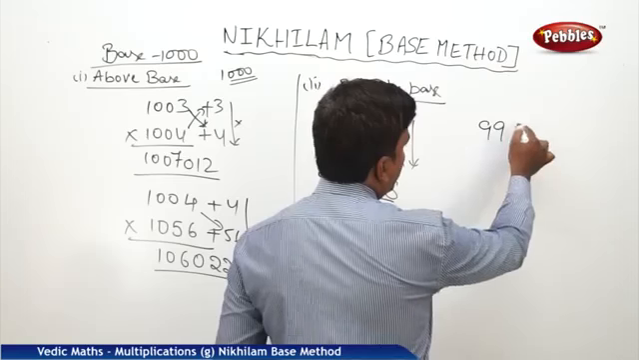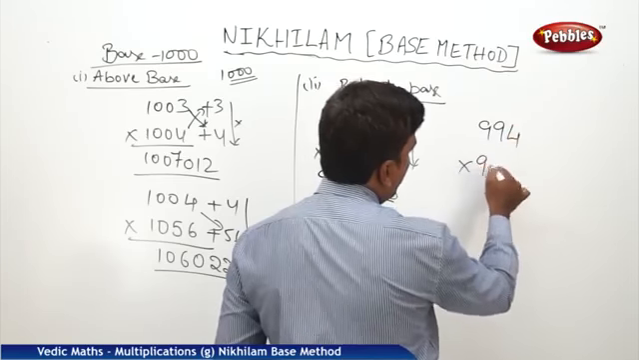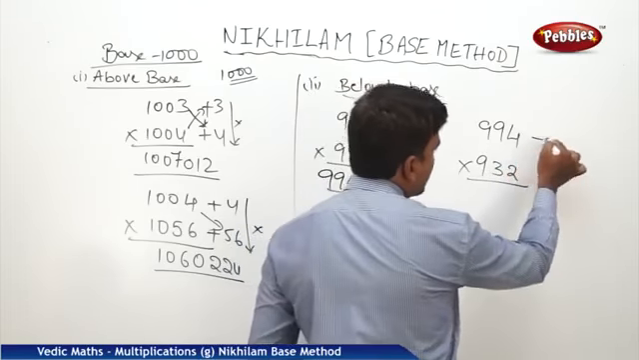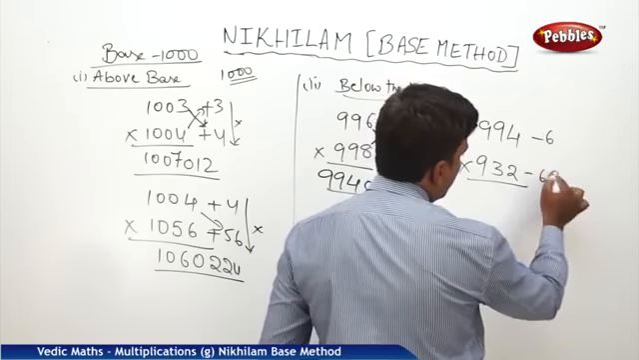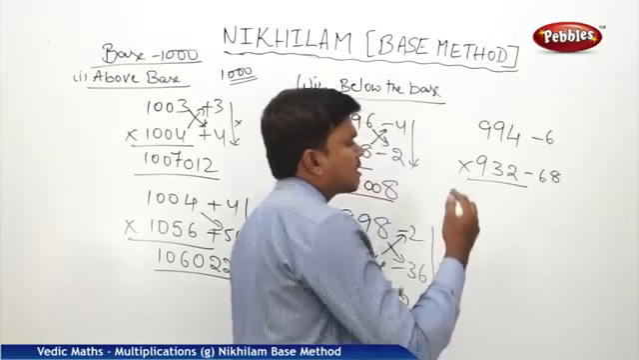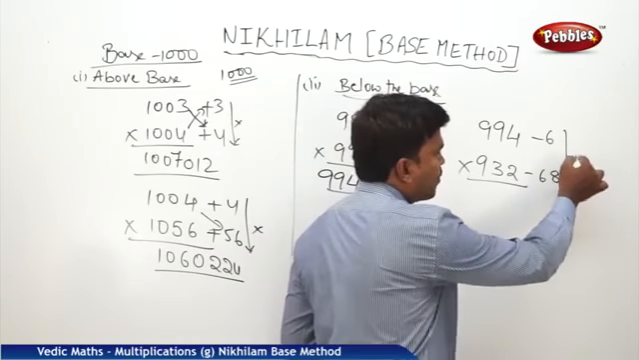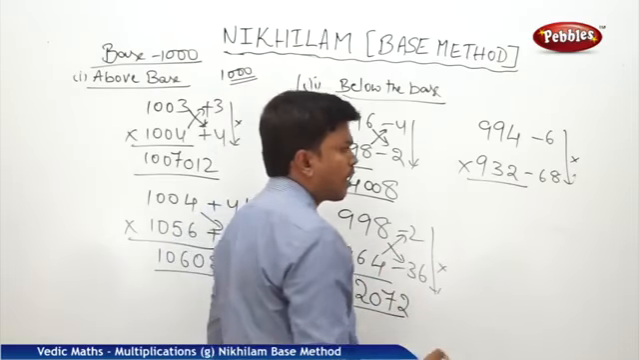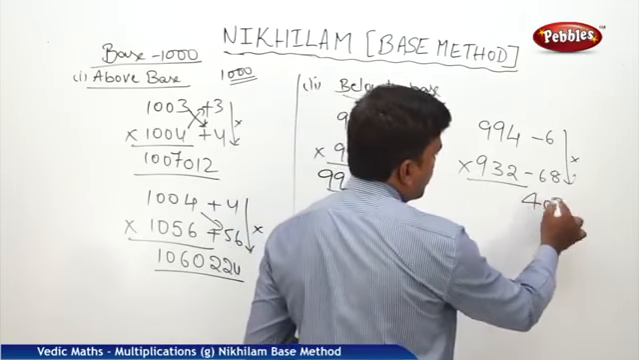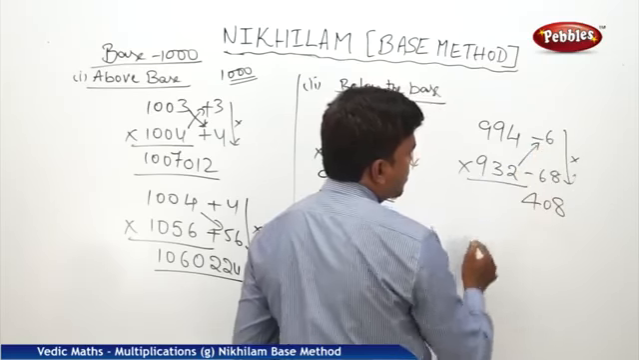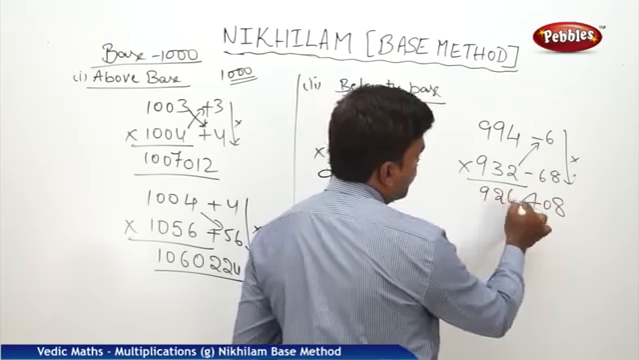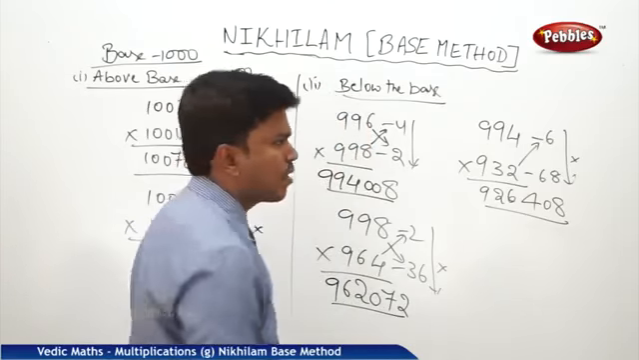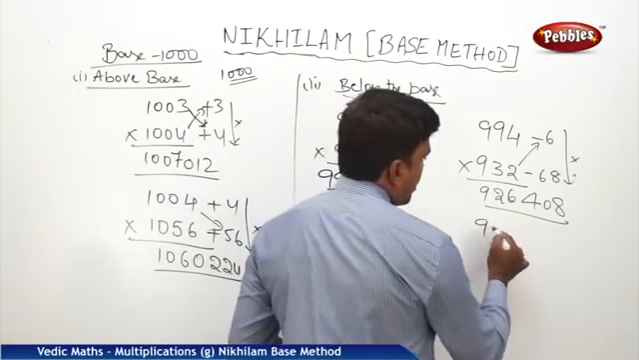Suppose 994 into 932. This is minus 6 and this is minus 68. So 6 into 68. Both we need to multiply. How much? 360 plus 48, 408. So it is 408. So 932 minus 6 is how much? 926. So my answer is 926408. No problem with this one. One more example.